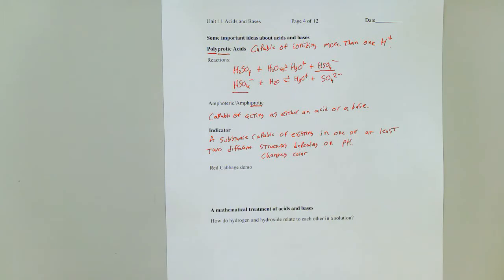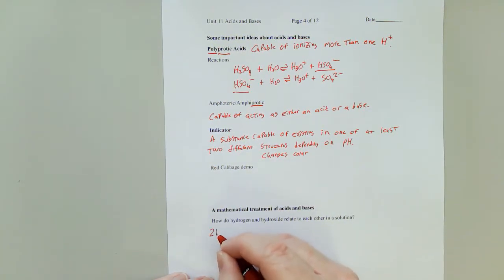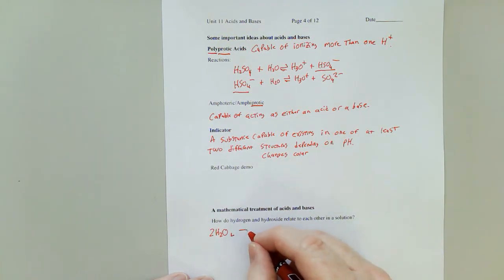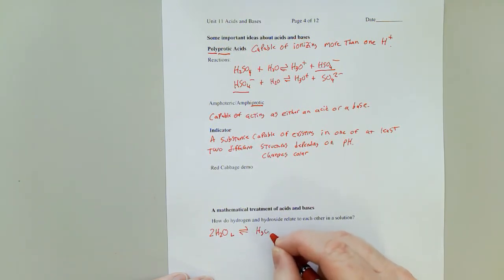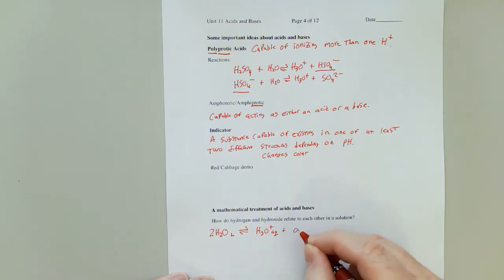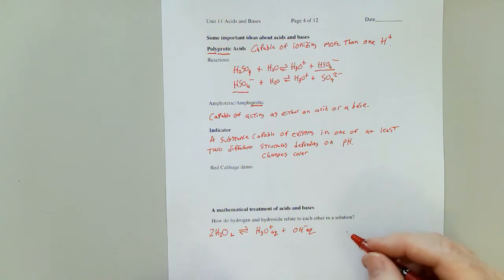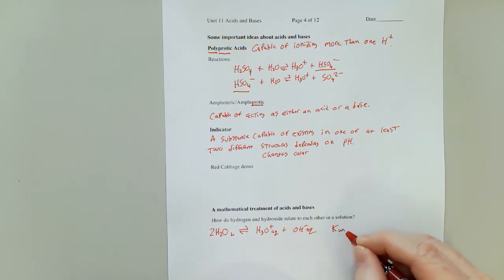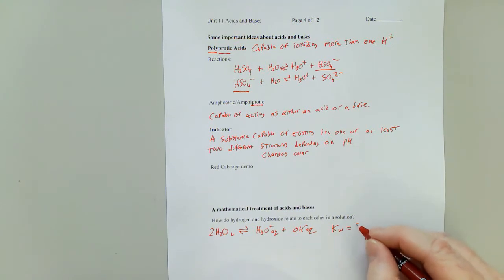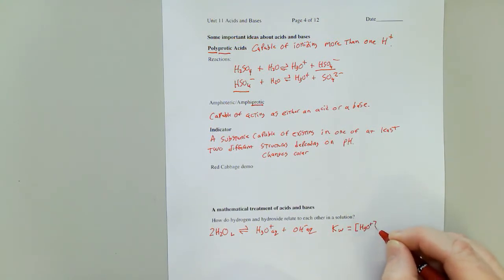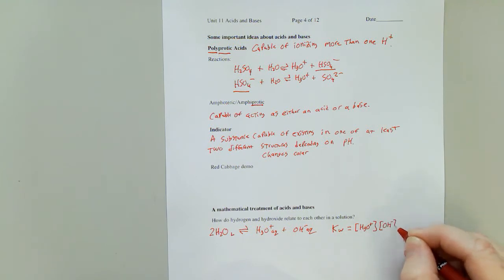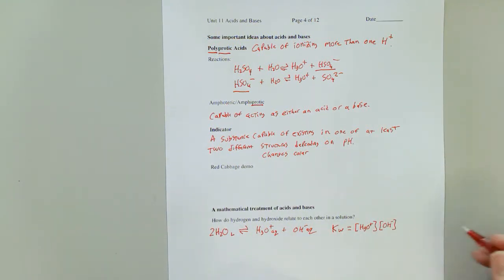So now what we're going to do is we're going to start into many pages that are a mathematical treatment of acids and bases. And we need to remember that the reaction that governs all of this is water auto-ionizing. 2H2O liquid turns into H3O+ aqueous and OH- aqueous, and I can write an equilibrium constant that we will call Kw for this, and it equals H3O+ times OH-. We don't divide by water because it's a pure liquid.